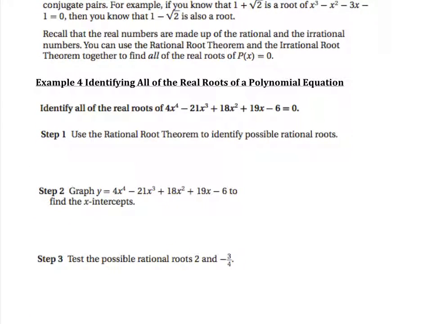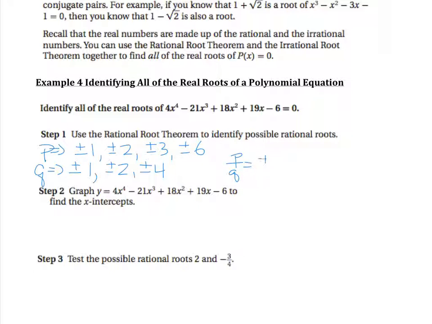So we're going to use the rational root theorem first to identify all the possibilities. So in this case, my p is plus or minus 1, plus or minus 2, 3, 6. But q this time isn't 1, so I have to do all the factors of 4. And then p over q is going to be all of my p's over 1. And then all of my p's over 2. And then all of my p's over 4.